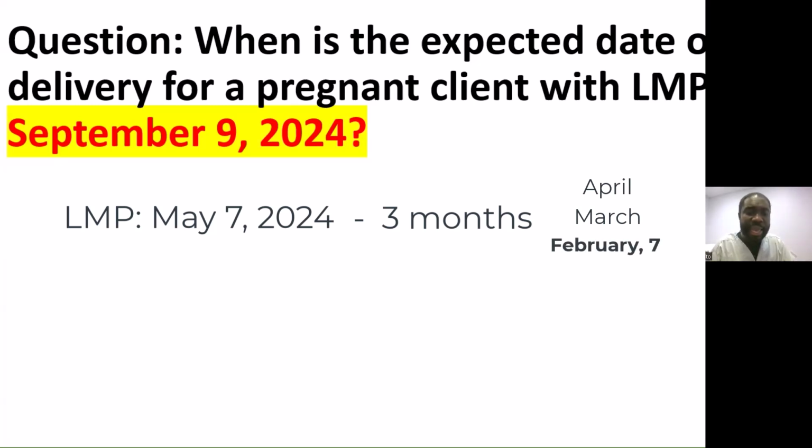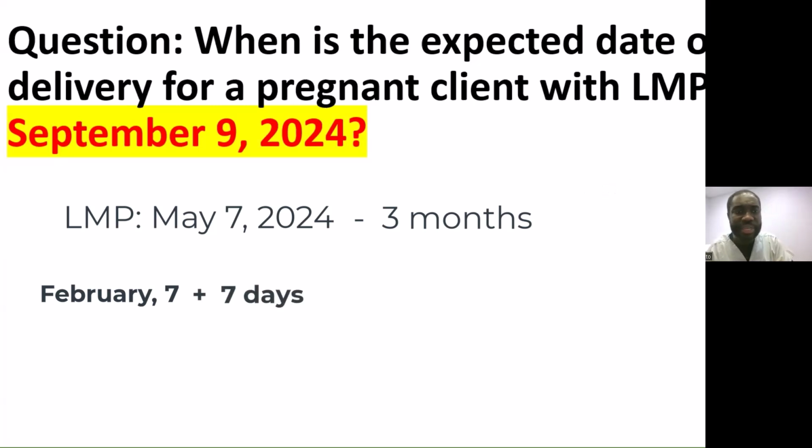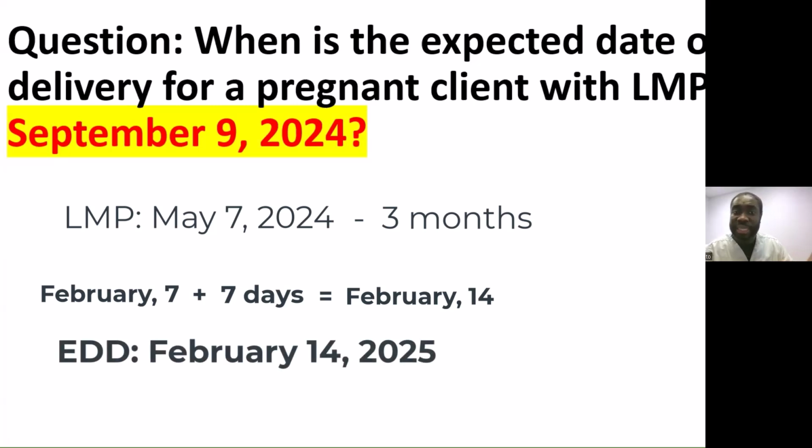Okay. And then 7 days, plus 7. Plus 7 days. That should be what? 14. Oh, okay. So this baby will be born on Valentine's Day, February 14th, 2025. Please, are we all on the same page?